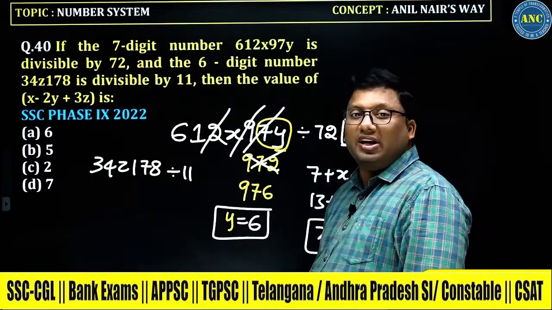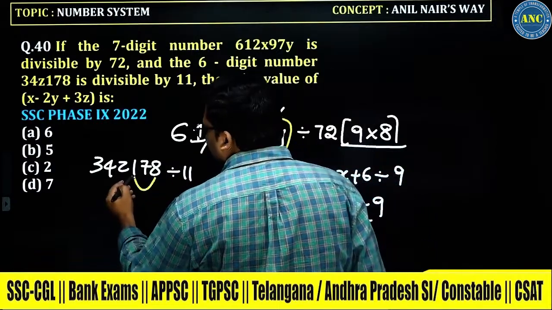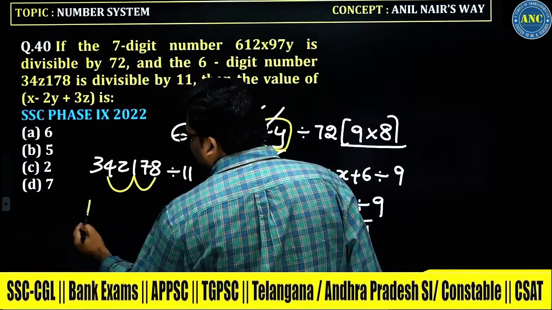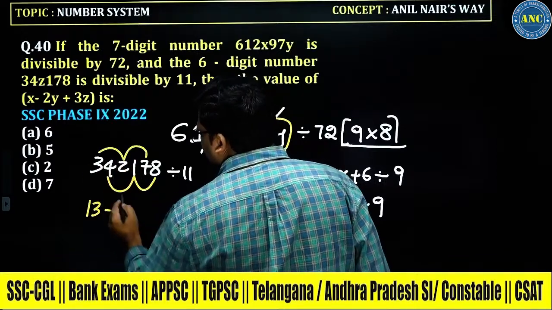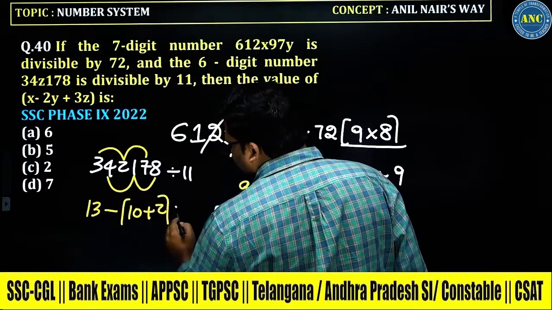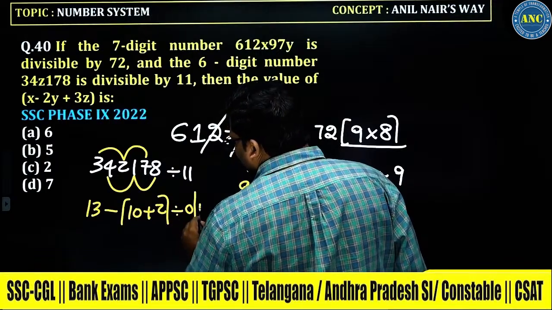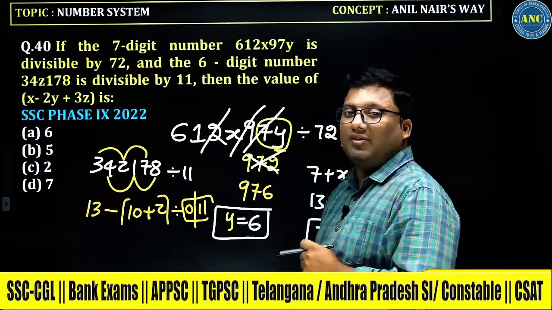What is the divisibility rule of 11? Sum of the odd places: 8 plus 1 is 9, 9 plus 4 is 13. Sum of the even places: 10 plus Z. The difference should be 0 or divisible by 11.